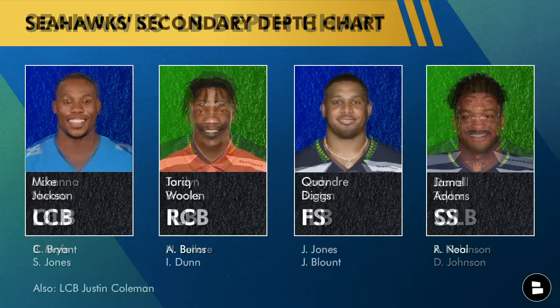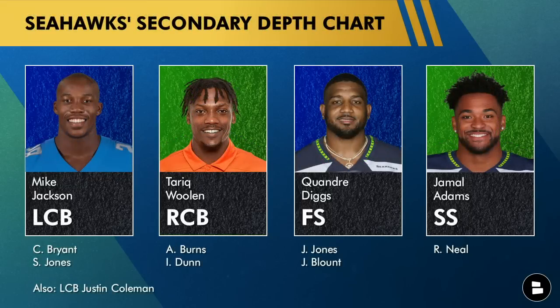To the secondary we go, and here's some more surprises. Mike Jackson, a guy that was borderline on even making the 53-man roster, had his back against the wall, ultimately makes it. He'll start at left corner next to Tariq Woolen, the fifth-round rookie. Woolen beats out Artie Burns as well as fellow rookie Coby Bryant to get that starting nod, and they're joined, of course, by one of the best safety duos in the entire league, Quandre Diggs and Jamal Adams.